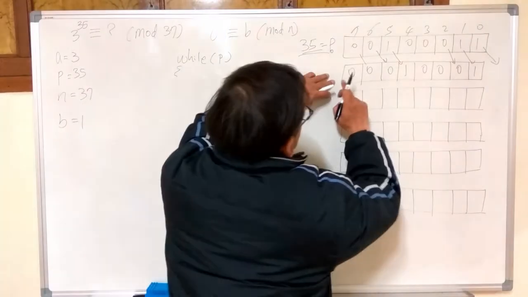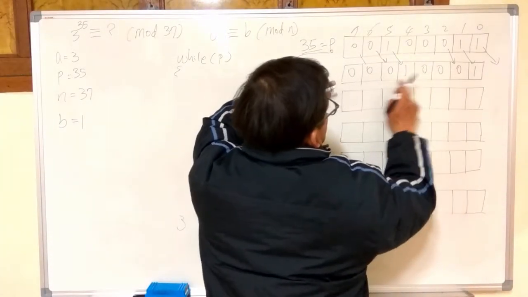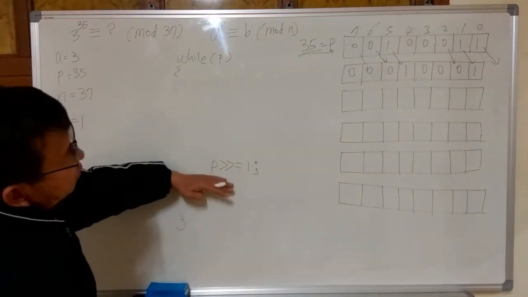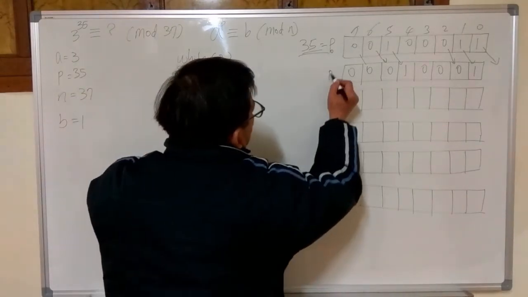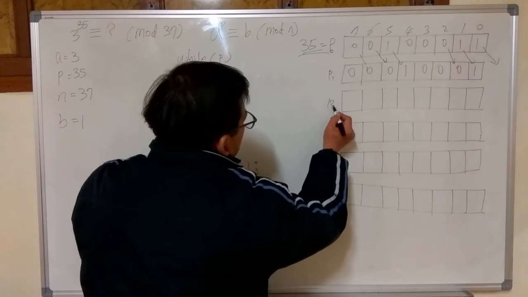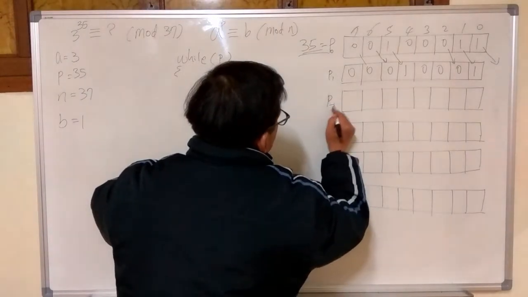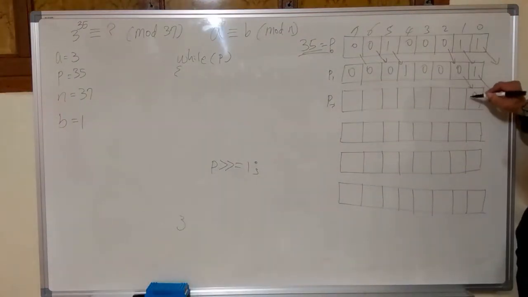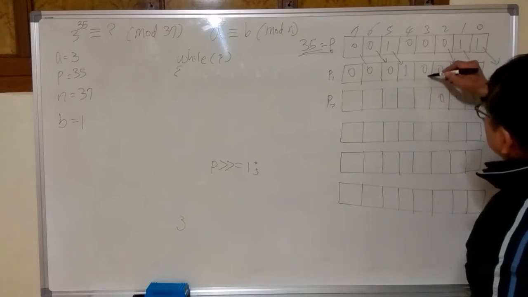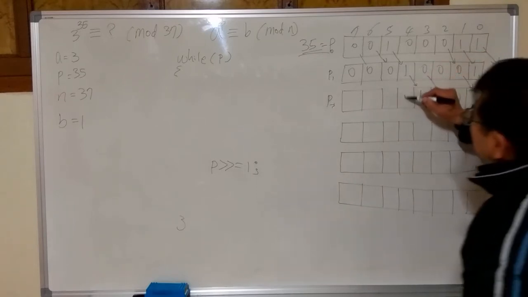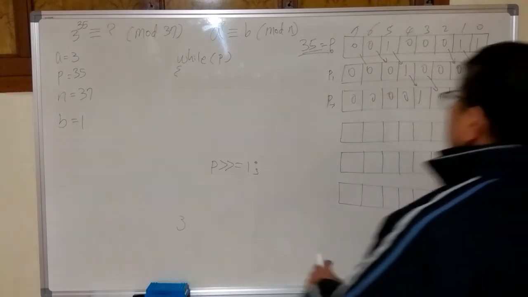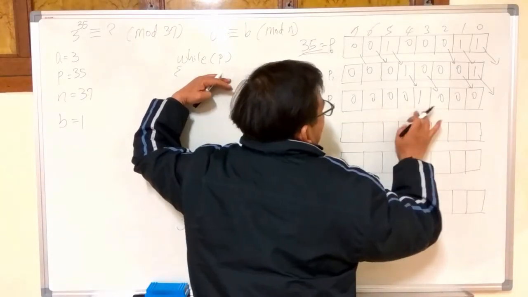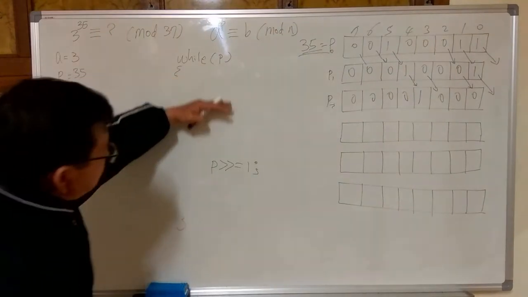Then it goes back. This value is still not 0, so it falls down here again. Now it shifts once again. I would say this was P1, and now it moves to the P2 stage. Here it shifts once again, and the bits become 1, 0, 0, 0, 0. Then it returns here. This value is still not 0, so it goes down here again.